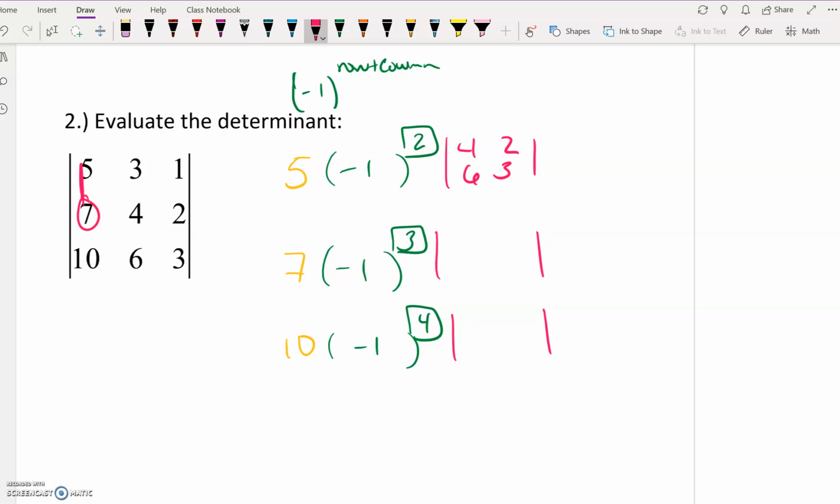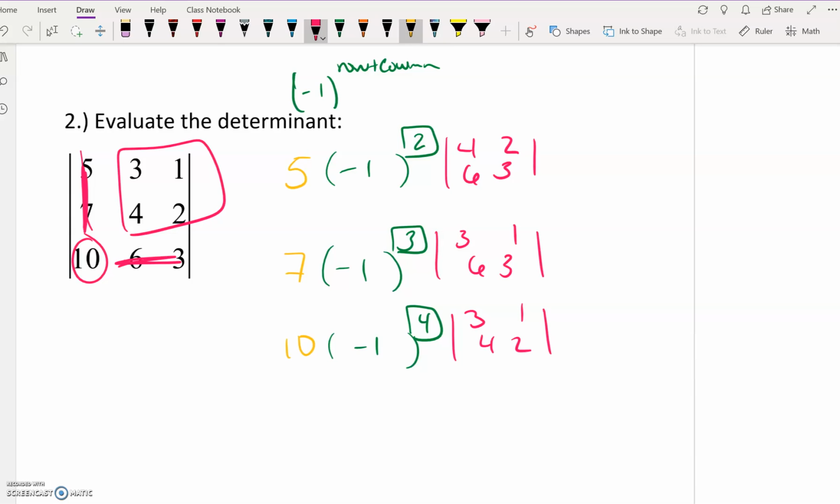I'm going to cross out everything in its column and its row. So I have a 3, a 1, a 6, and a 3 left over. Same thing for 10. Cross off its column and row. These are my leftover numbers. Okay. So from here, it's going to be just a lot of scratch work.